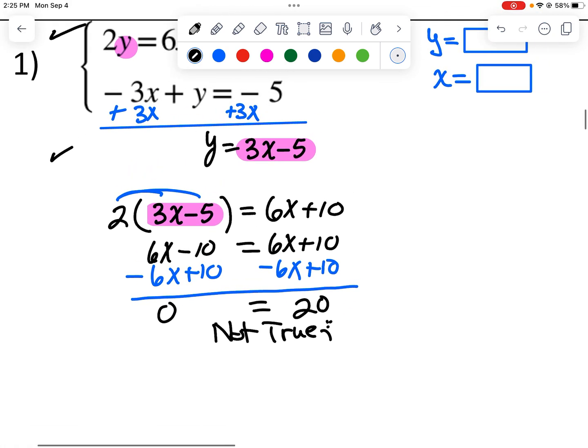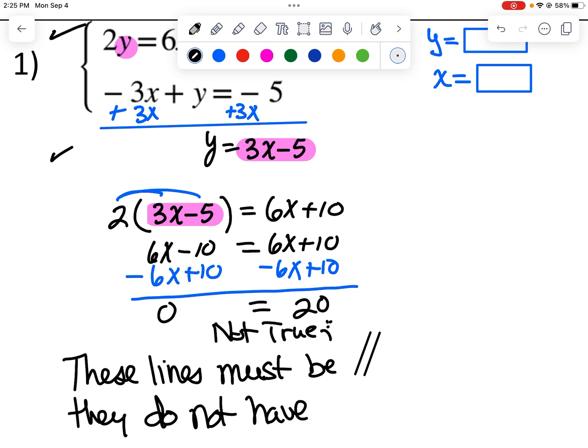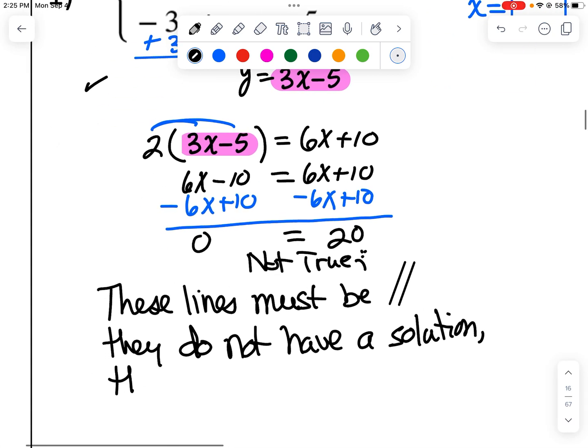So because that's not true, these lines must be parallel. They do not have a solution. They do not intersect.